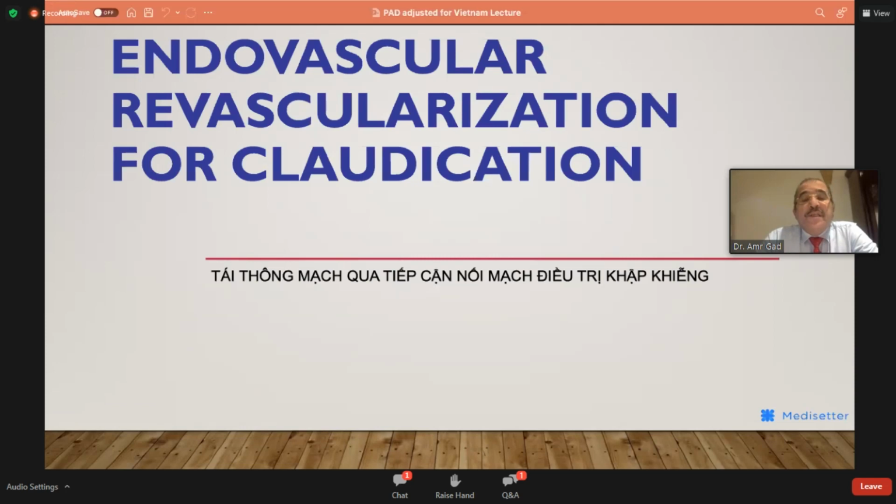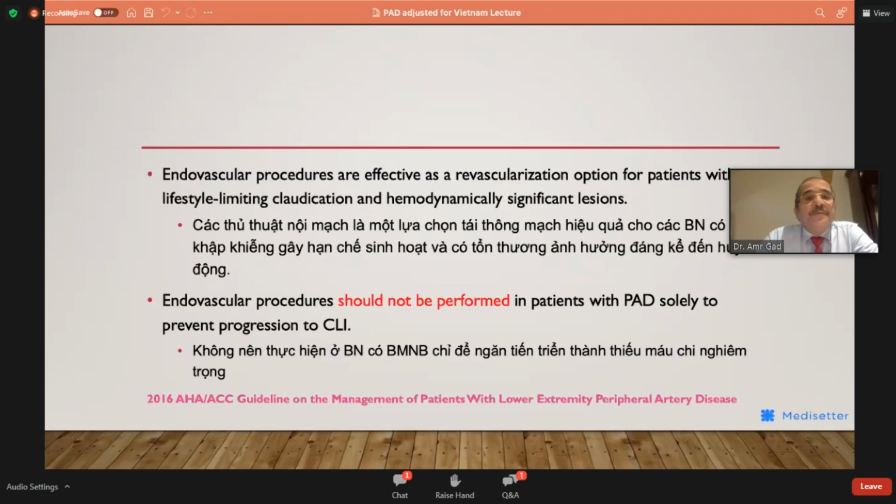Endovascular revascularization of claudicant patients. We said that when the intermittent claudication is incapacitating life, we will try at first conservative management. If not, we will be more aggressive, either endovascular or surgery. We will see later. I'll try to be quick. I know the time is passing.